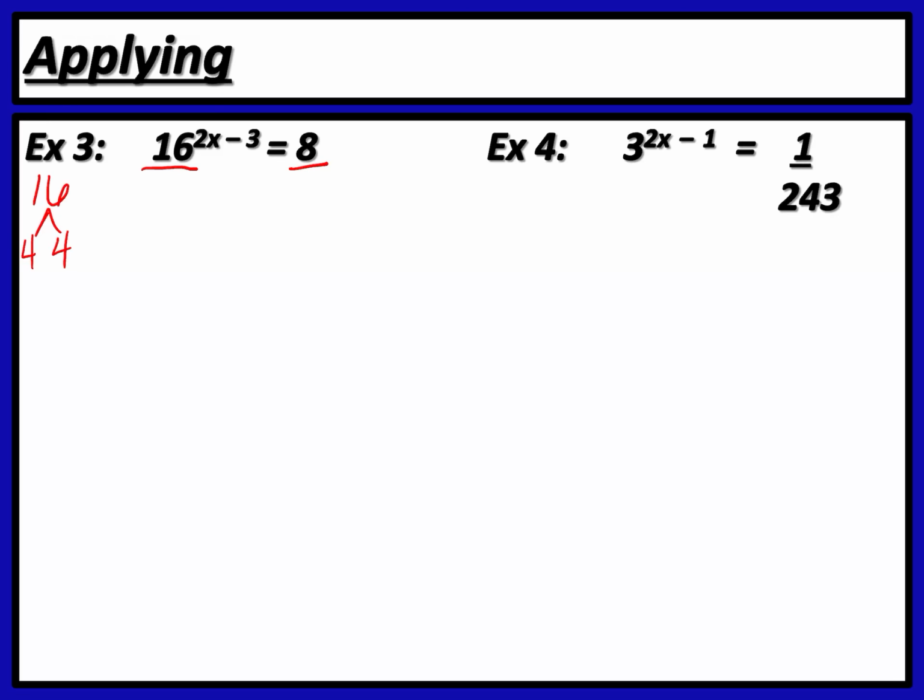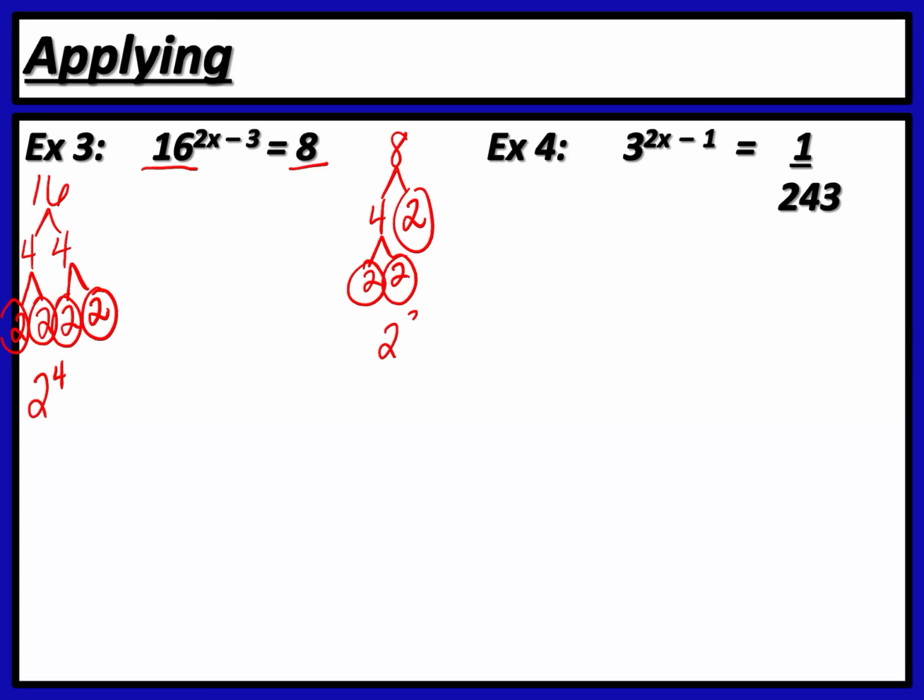16 is 4 times 4. Well, that's not a base of 8. So what is 8 going to do? Well, 8 doesn't even go to 4 and 4, which means I have to break down each number more and more until they come to the same base. So 16 is 2 to the 4th power, and 8, we saw in a previous example, is 2 to the 3rd power. So we had to break them both down pretty far so that they came to the same number.